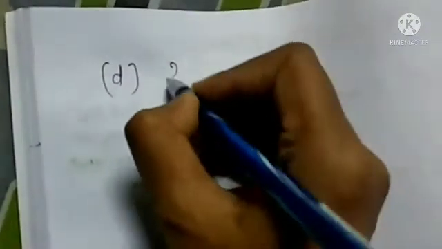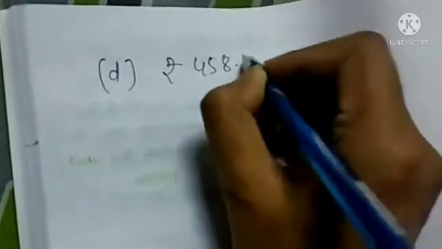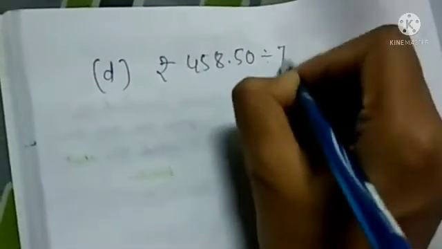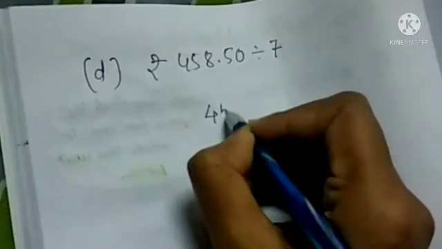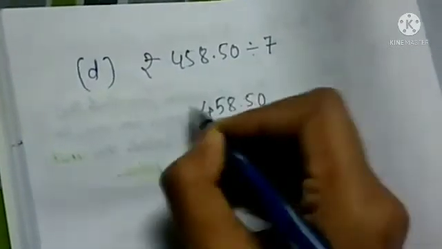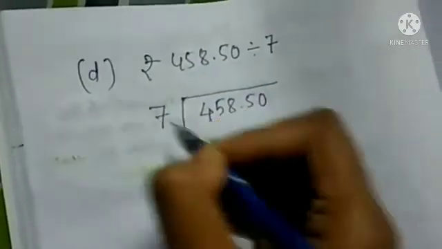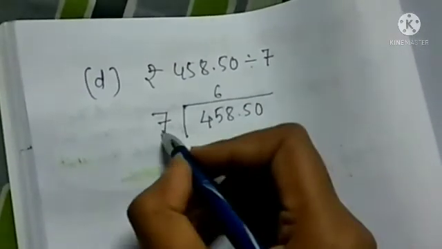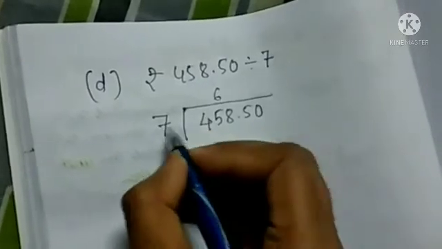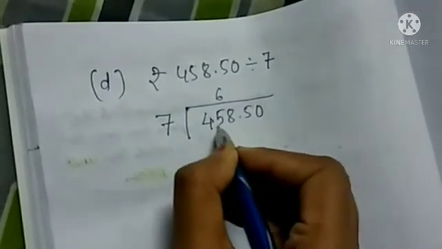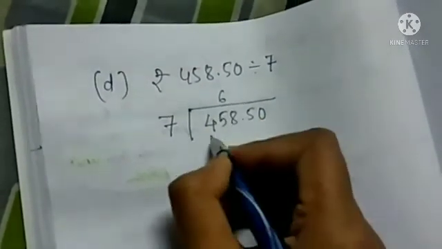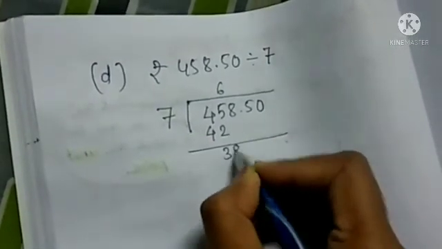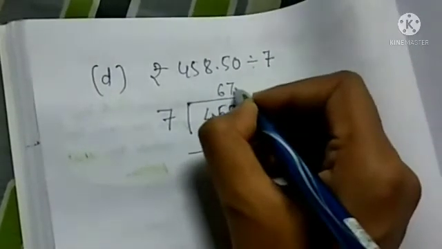D number, there is a point. 458.50 divided by 7. So let's do it. Whatever the question is given, I have to write it first. Then let's consider this one. 7 sixes, because 7 sevens are 49 but we want 45. So 7 sixes are 42. Now 3. This 8 will come here. So it will go 7 times.